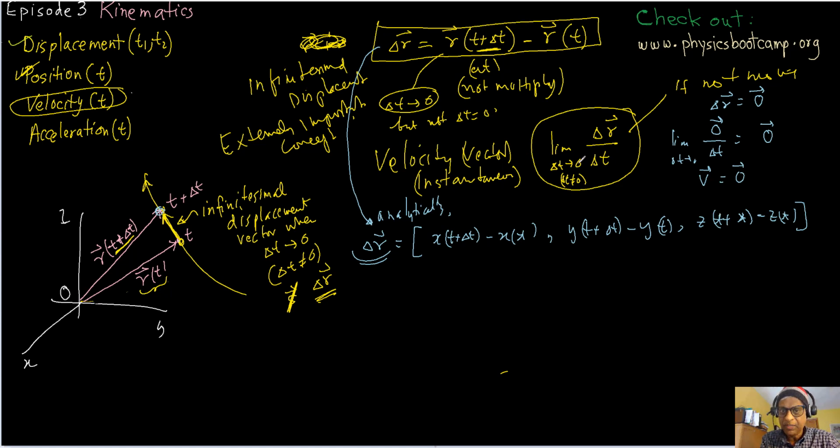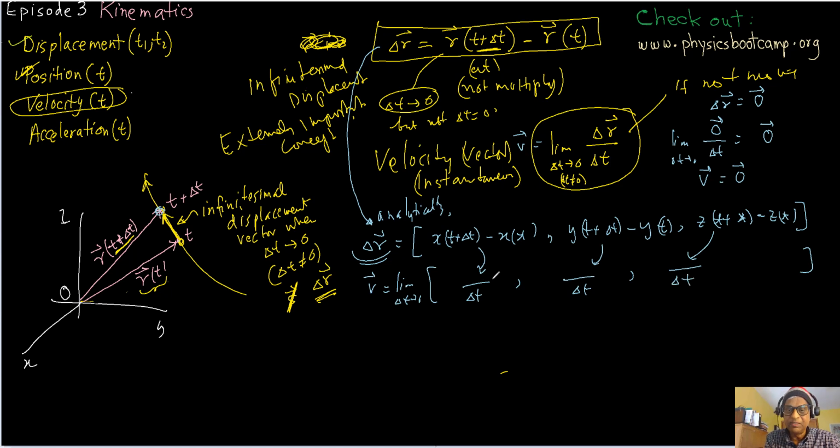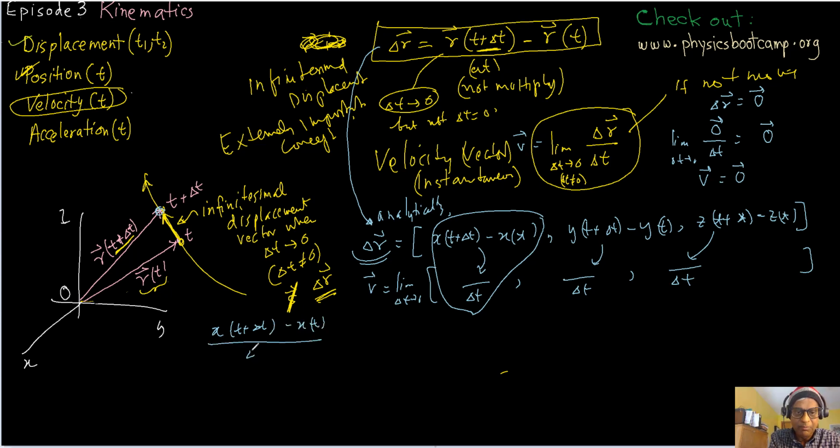Now, if I divide to get a velocity, this velocity vector will be just the limit as delta t goes to 0 of, I have to divide this by delta t, this one by delta t, and this one by delta t. So when I take this limit, if you look at what happens when you divide by delta t, in calculus, you have x at t plus delta t minus x at t divided by delta t, and I'm going to take the limit as delta t goes to 0.